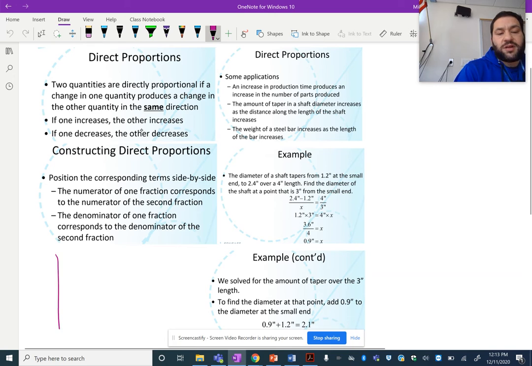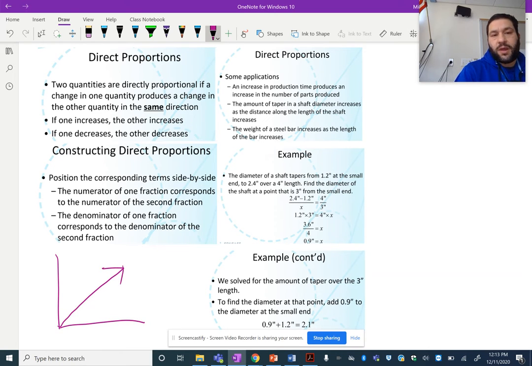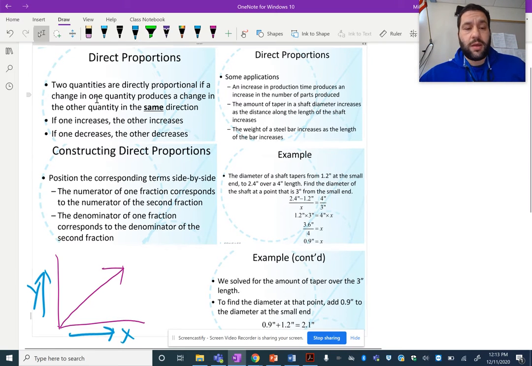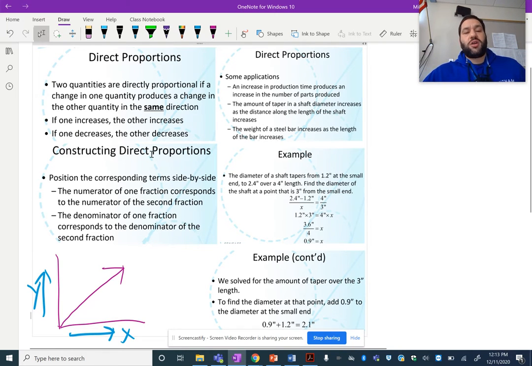You'll see graphically, if we're looking in the first quadrant, that it looks like this. Okay. And what that means is as x is getting bigger, so is y. And if you were to go backwards, you could say as x is getting smaller, so is y. So to construct direct proportions, position the corresponding terms side by side. The numerator of one fraction corresponds to the numerator of the second fraction. The denominator of one fraction corresponds to the denominator of the second fraction.